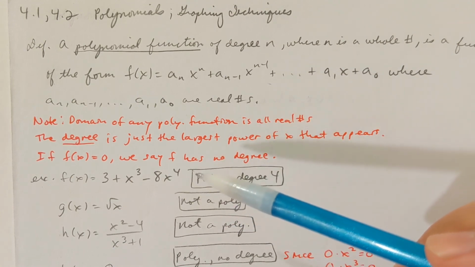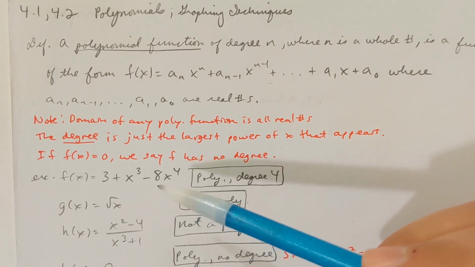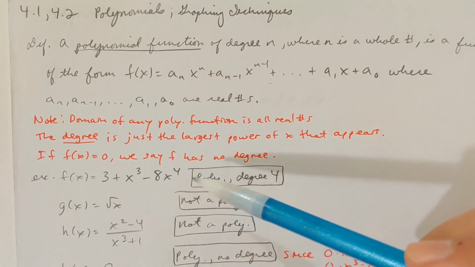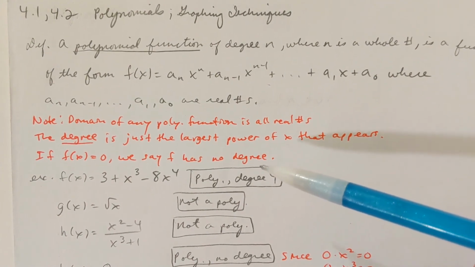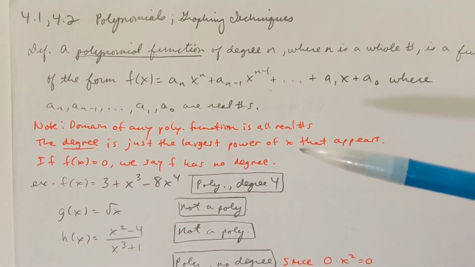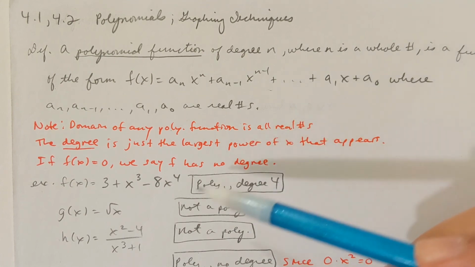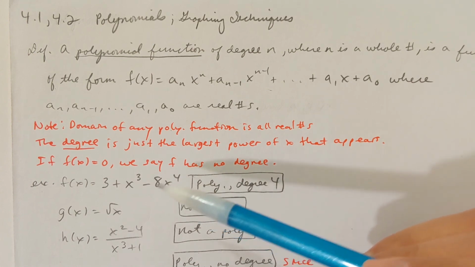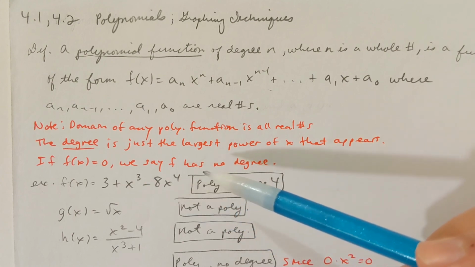Let's take a look at an example. f of x equals 3 times x cubed minus 8x to the fourth. Suppose that we wanted to know if this is a polynomial. Well, there's two things that I'm looking for. Number one is that I must have a real number in front of each term, so nothing involving i, and every single power of x has to be a counting number.